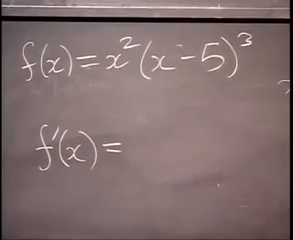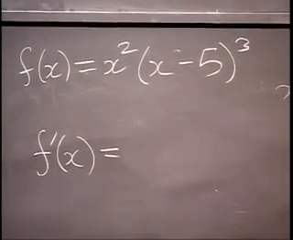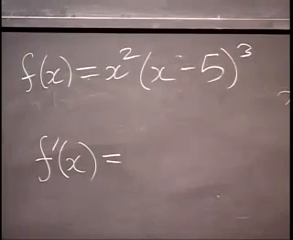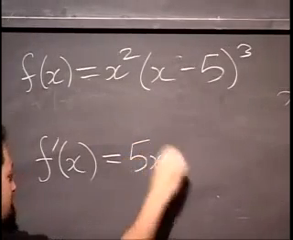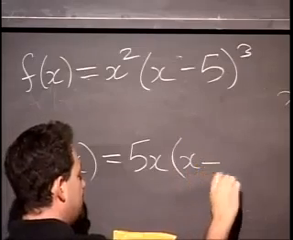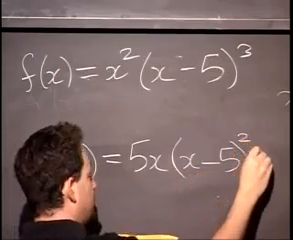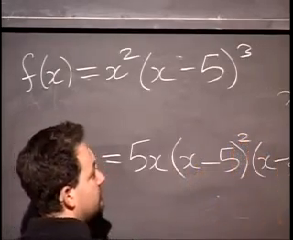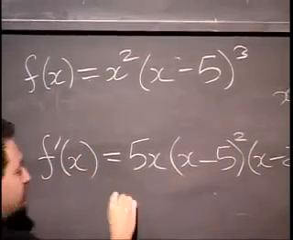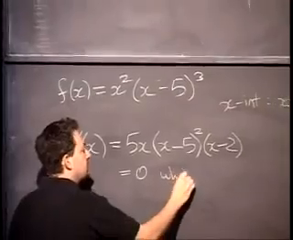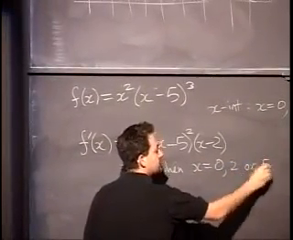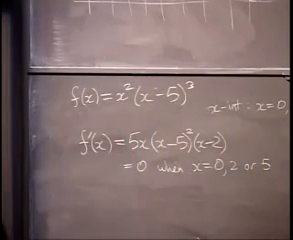In fact, I did this a couple of weeks ago, or was it last week? I forget. It wasn't such a difficult calculation, but the derivative turned out to be, after factoring, 5x times (x minus 5) squared times (x minus 2). So there's the derivative. This now equals 0 when x happens to be equal to 0, 2, or 5. So there's 3 critical points.